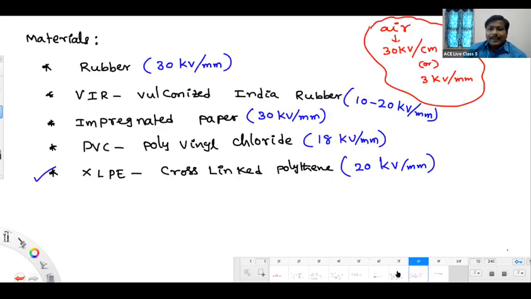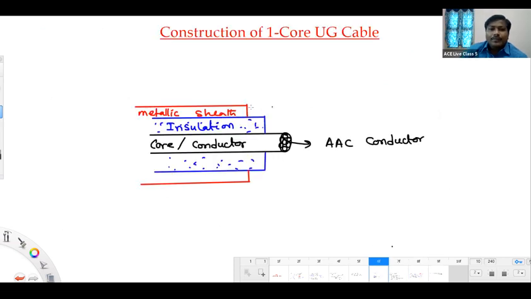So generally, this metallic sheath is made up of either lead, sometimes, or you can say aluminum sheet. Some places the people are using copper also, but copper is very costly in usage. So the people are going practically with either lead or aluminum sheet. Okay, next thing.